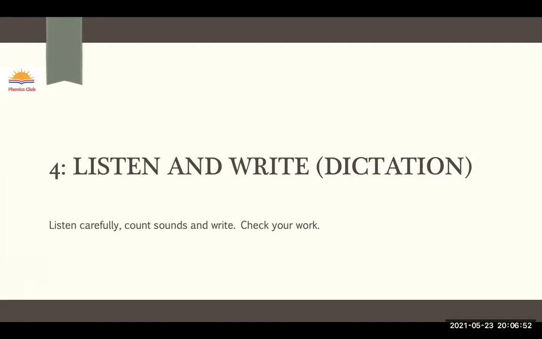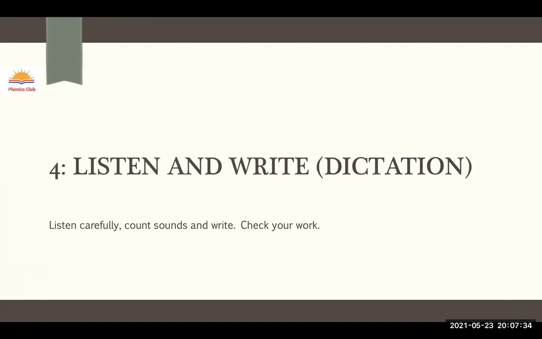Next word is dot. Write down dot. D, O, T. Dot. 3 letters and 3 sounds. Next word, men. 3 letters and 3 sounds. Next, stop. St, O, P. Stop. 4 letters and 4 sounds.